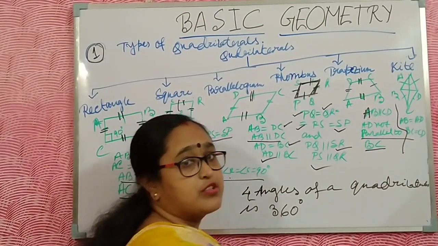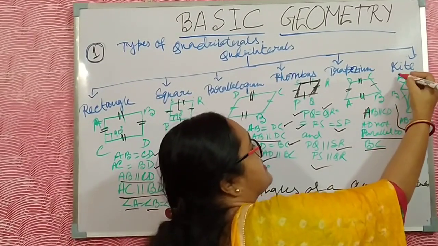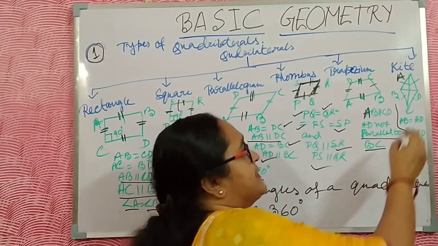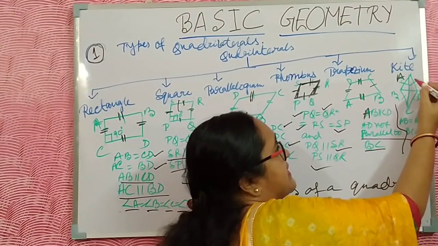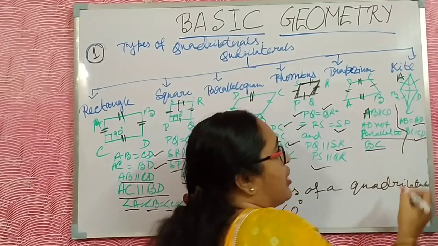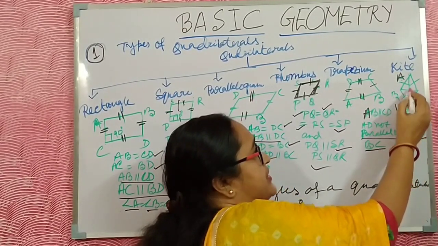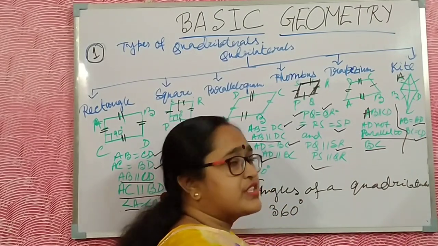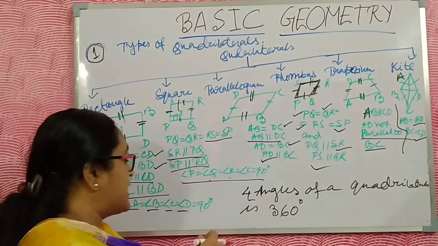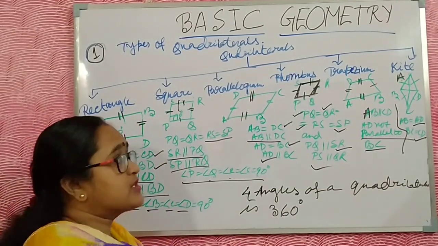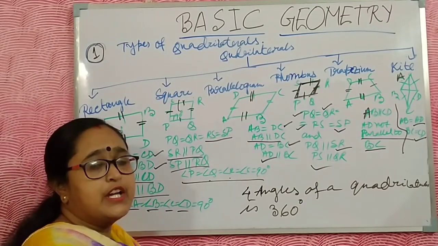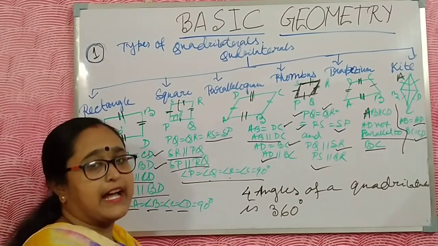Now I discuss the kite. A kite is a special type of quadrilateral. The figure is like this. Here AB is equal to AD and BC is equal to CD. This is the kite. Before going to the next part of the video, pause it and write all these things that I already wrote.